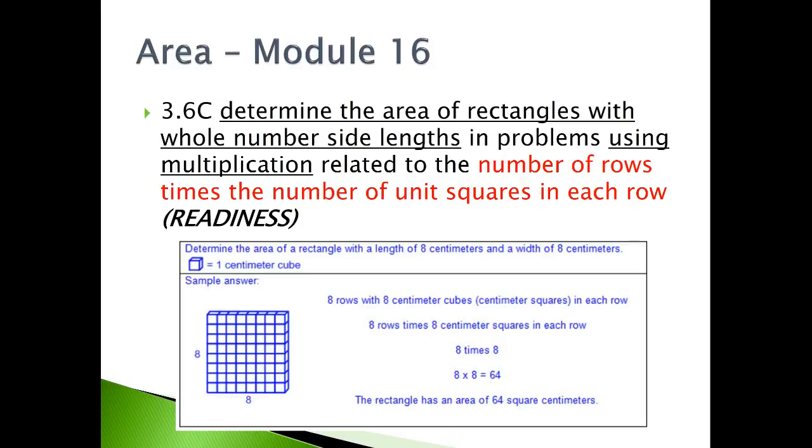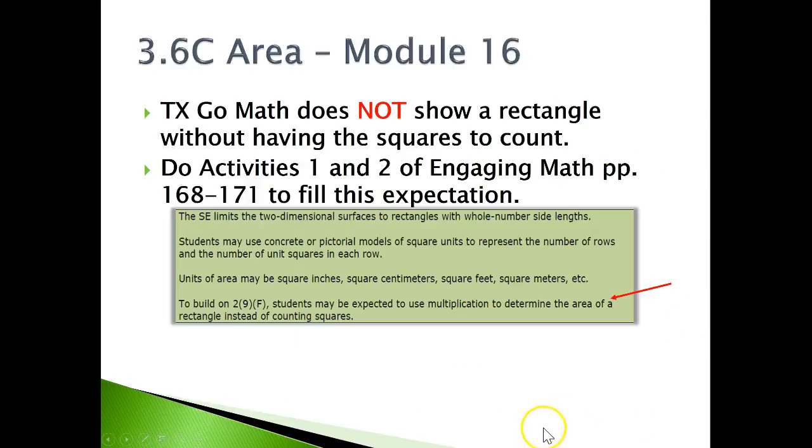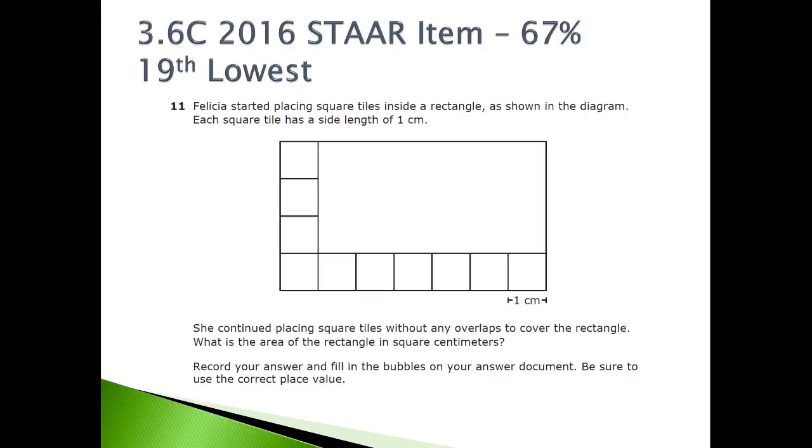So notice here it says in 3.6C, number of rows times the number of unit squares in each row. So this is where they may have to use multiplication. And that's spotted as well here when TEA gave us a little bit more supporting information. Notice where it says that students may be expected to use multiplication to determine the area of a rectangle instead of counting squares. So do activities 1 and 2 of Engaging Math, pages 168 to 171, to fill this expectation.